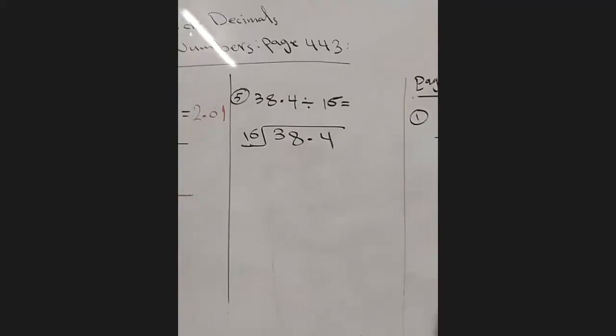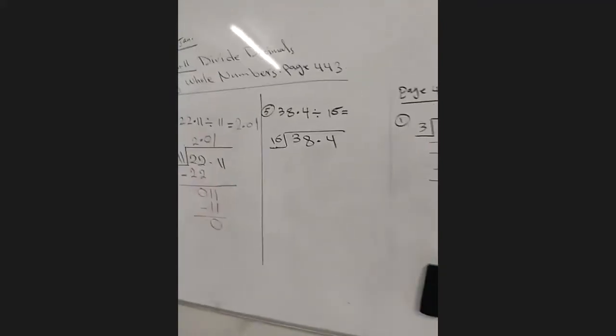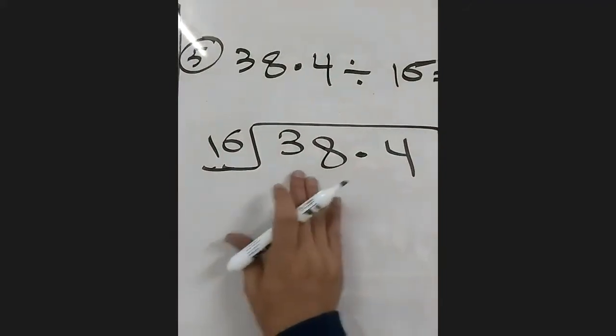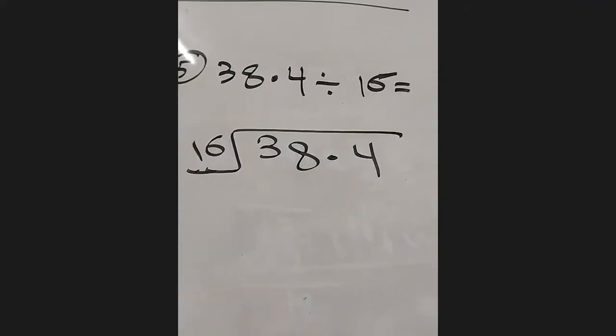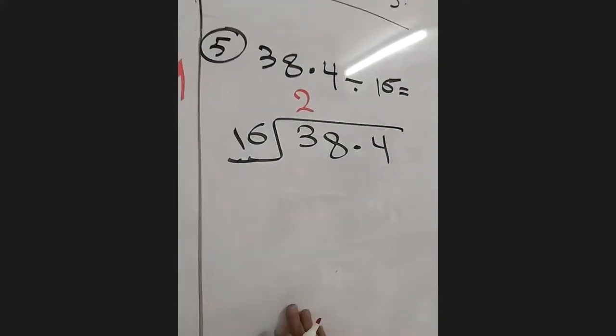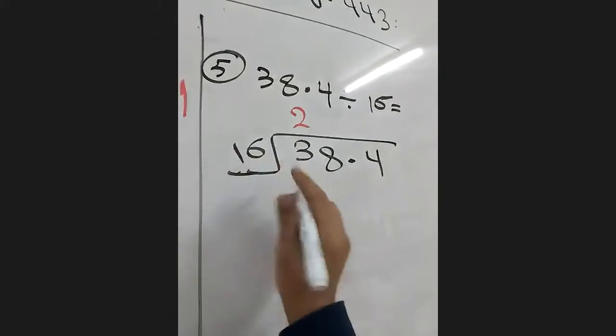Yalla, help me here. 3 divided by 16, we can't. We will take the 8 with it. Now 38 divided by 16 is 2. We guess and check, remember? Yes. Now, 2 multiply 16 is?